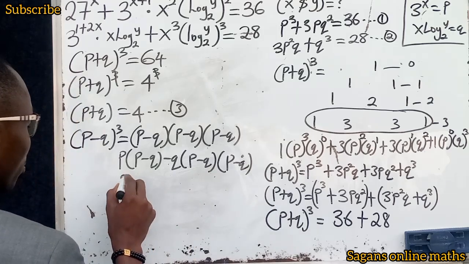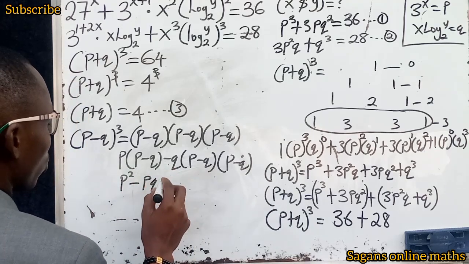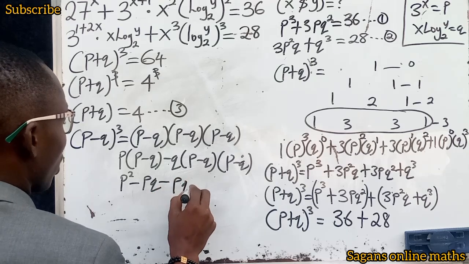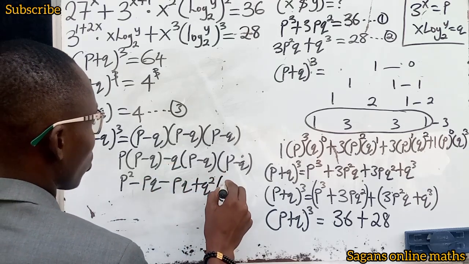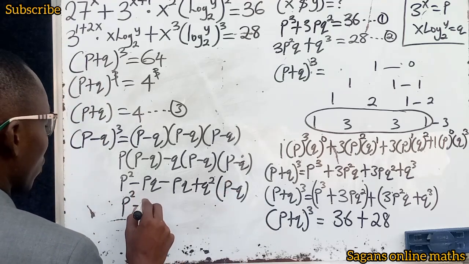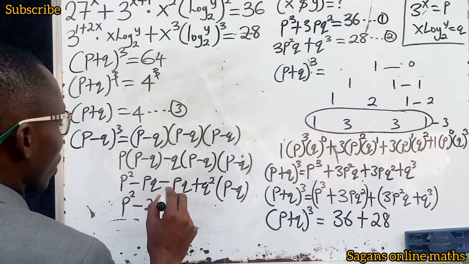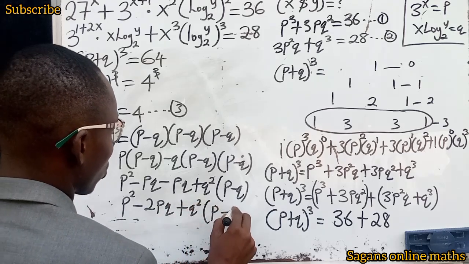P times p gives us p square. P times minus q gives minus pq. Minus q times p gives minus pq. Minus q times minus q gives plus q square, into p minus q. So this has become p square minus 2pq plus q square, into p minus q.